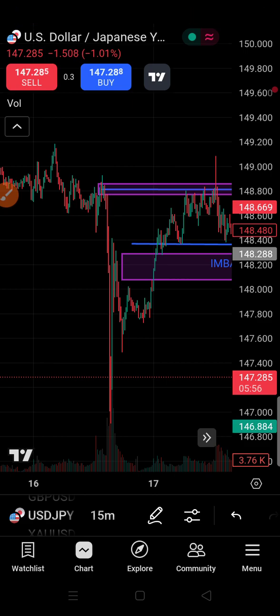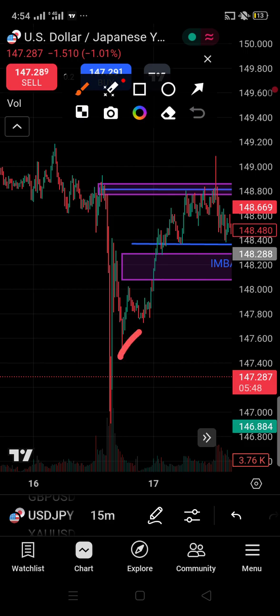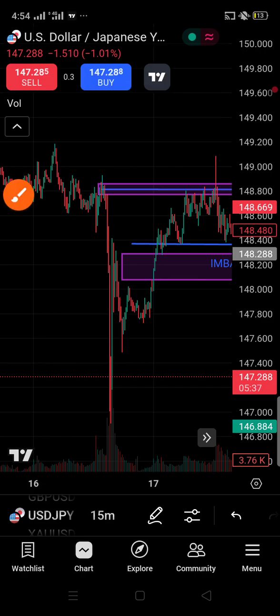Remember, I told us in the initial part that chart patterns actually work. So it created a double bottom at this particular area. If you want to have knowledge about chart patterns, there's a video on the channel already. You can go through it.